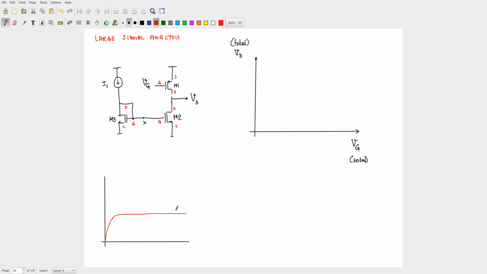Okay. So this is the characteristic for what? What am I plotting here? I. And what am I plotting here? So this is ID and this is VD. Okay. And this is for M2. Now I want 2 copies of this, so I am just going to keep a copy of this.